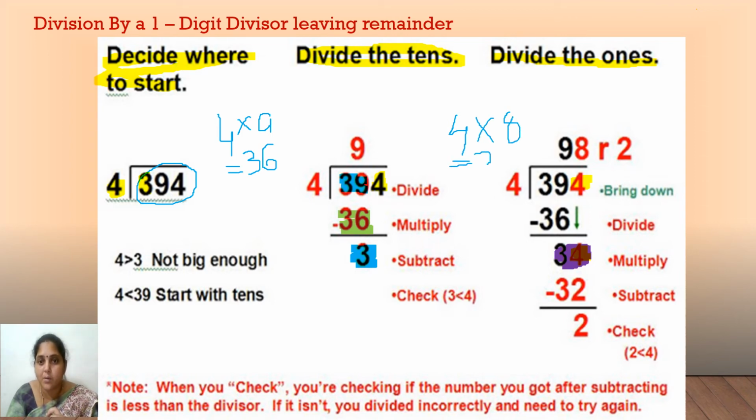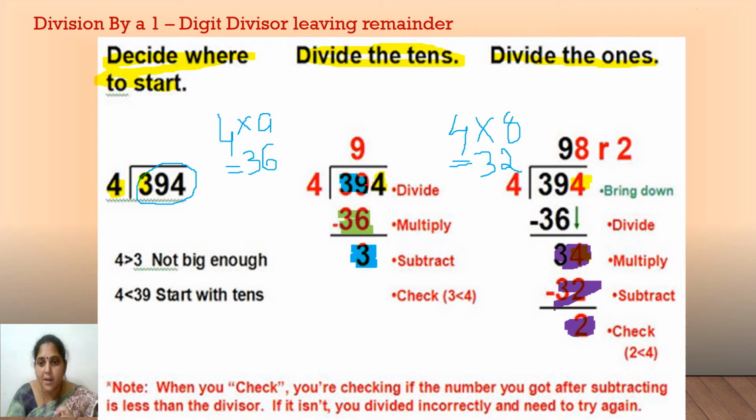Now what I have to do? I have to subtract 34 minus 32. What will be my remainder left here? My remainder will be 2. Now we have to compare again. 34 minus 32, you are getting remainder 2.